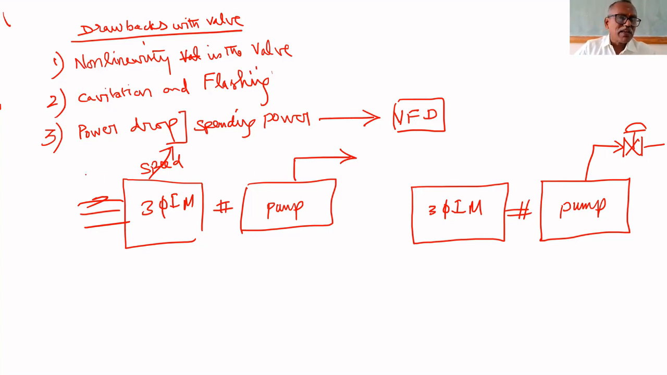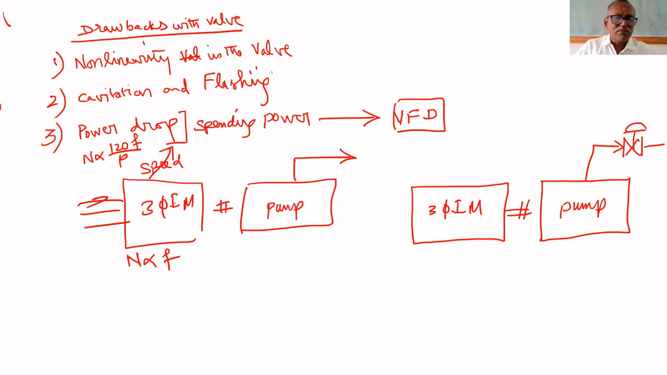How can the speed be varied? N is proportional to 120 F by P. P is the number of poles, that is constant. 120 is constant. Therefore, N, the speed of the induction motor, is proportional to F. So if you vary the frequency of the power supply, you can vary the speed from 0 to maximum.